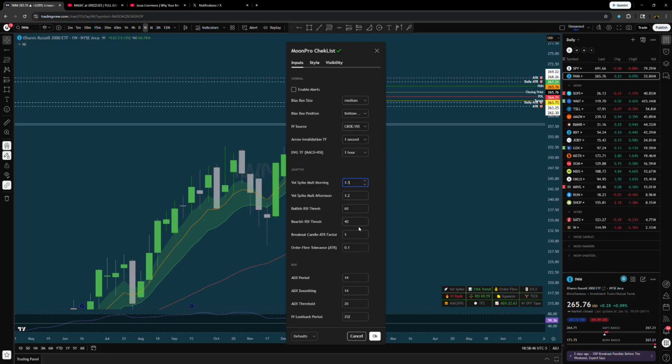The RSI here, the ADX period is 14 days. I keep that. This is the ADX momentum tracker.